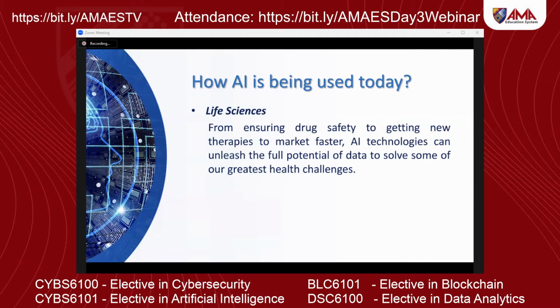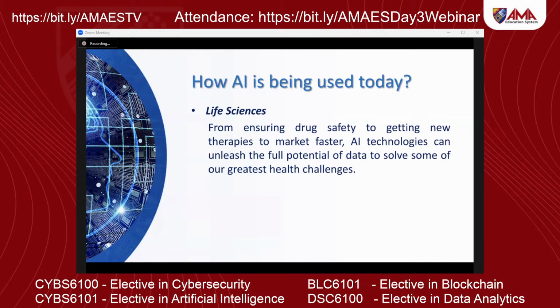Next we have life sciences. From ensuring drug safety to getting new therapies to market faster, AI technologies can unleash the full potential of data to solve some of our greatest health challenges. Since sa field naman ng science, 'di ba, hindi natatapos yung research, hindi rin natatapos yung pag-accumulate ng mga knowledge about different things when it comes to science.